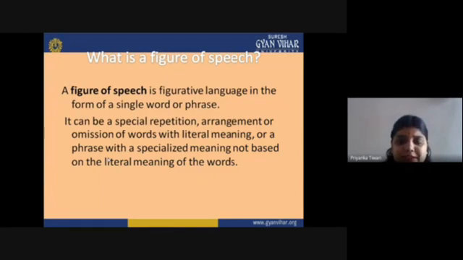A figure of speech is figurative language in the form of a single word or phrase. It can be a special repetition, arrangement, or omission of words with literal meaning, or a phrase with a specialized meaning not based on the literal meaning of the words.